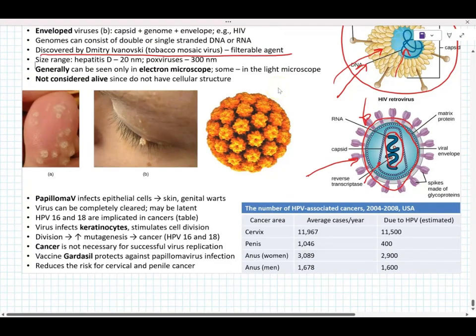So papillomavirus, I chose it not because it's one of my favorite viruses, but it kind of hits close to home.